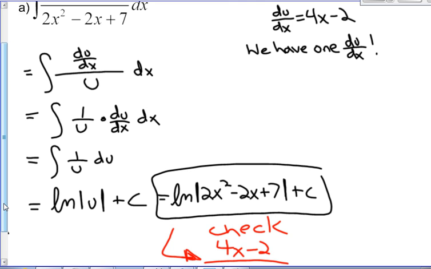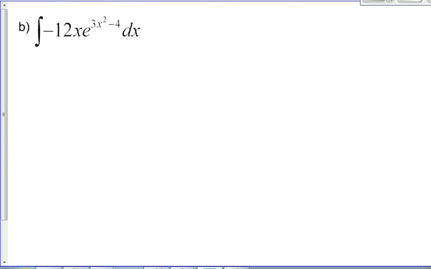Now, so far, we've had exactly 1 du by dx. But you might have some multiple of what du by dx is, and that's fine. So let's take a look over here. We have a slightly more complicated looking one. And sometimes people get confused.